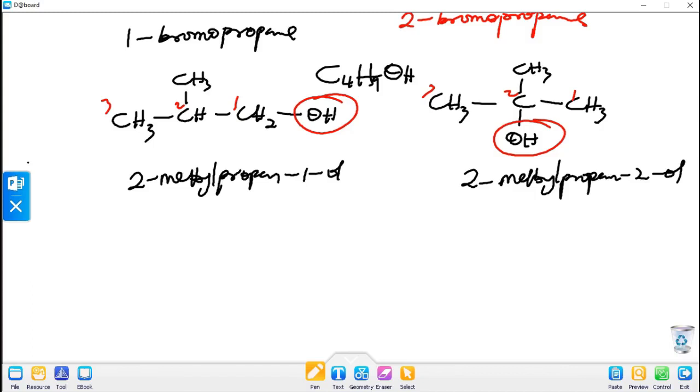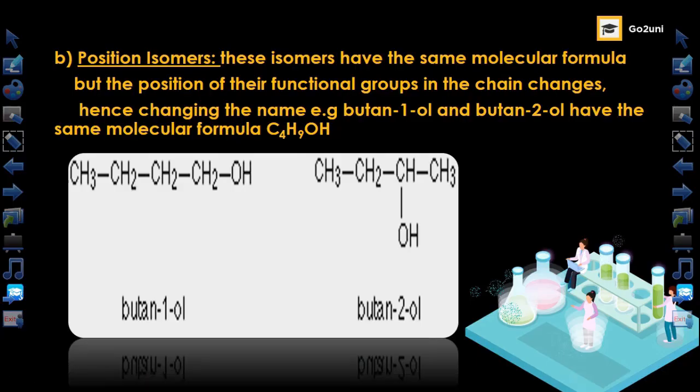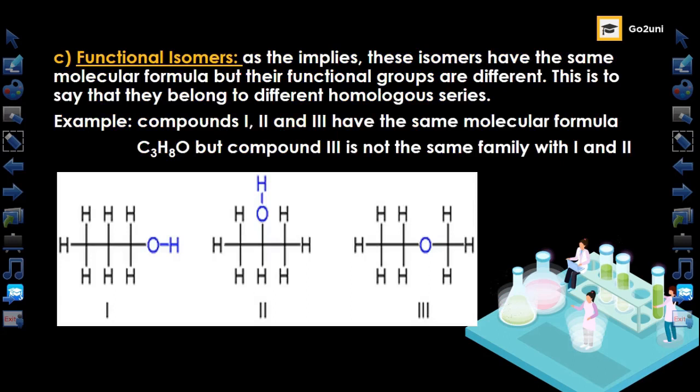So away from position isomerism, let us look at the next type of isomers. That is functional isomers. What do we mean by functional isomers? As the name implies, it has to do with functional group. And what do we mean by that? Functional isomers have the same molecular formula too, but their functional groups this time are different.